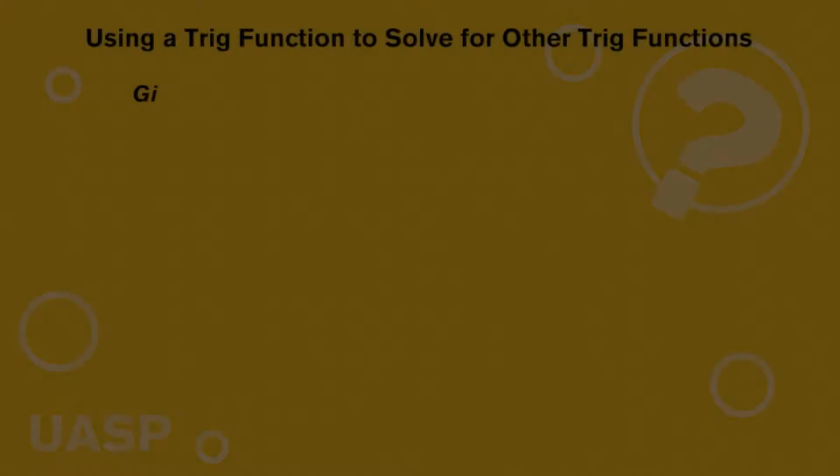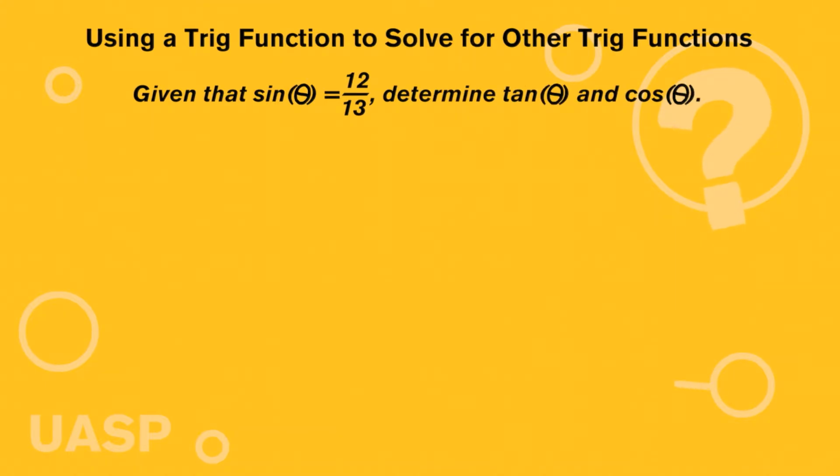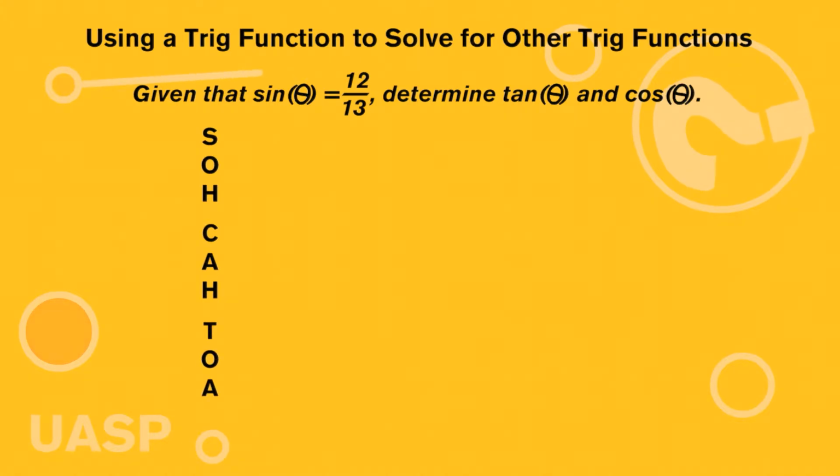Hello everyone. Today we're going to be talking about using a trig function that's given to solve for other trig functions. To kind of get things started, let's go ahead and write out how we remember our trigonometric functions. So SOHCAHTOA, right? And in the problem, what we were given is sine of theta. So our angle is unknown, right? But it equals 12 over 13.